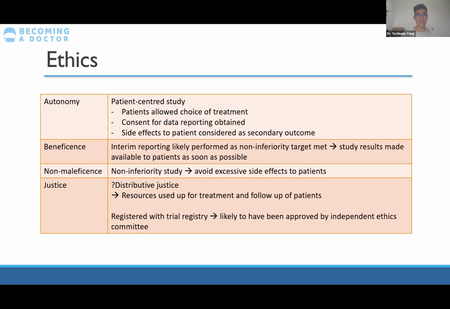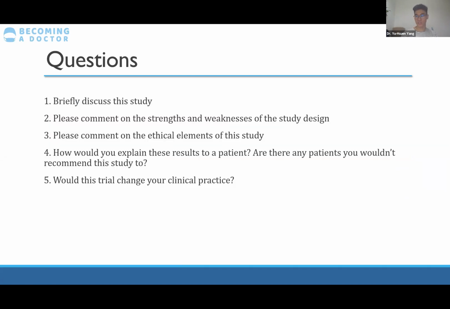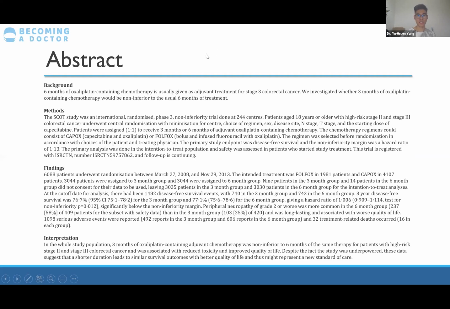All right, okay, let's talk a bit more about the ethical elements of the study. I think we only have 10 more minutes to go. So just briefly, does anyone want to comment on the ethical elements of the study? Let's hear from someone who we haven't heard from before.